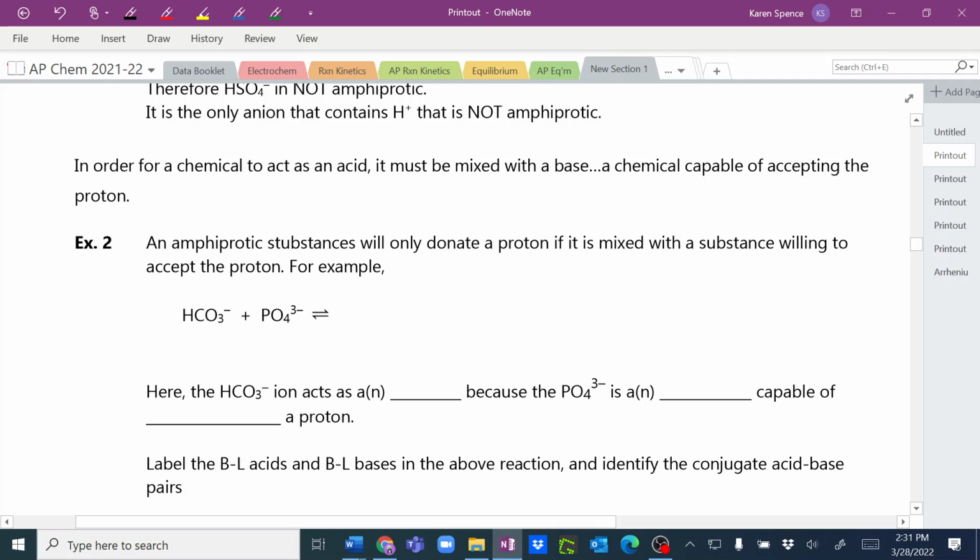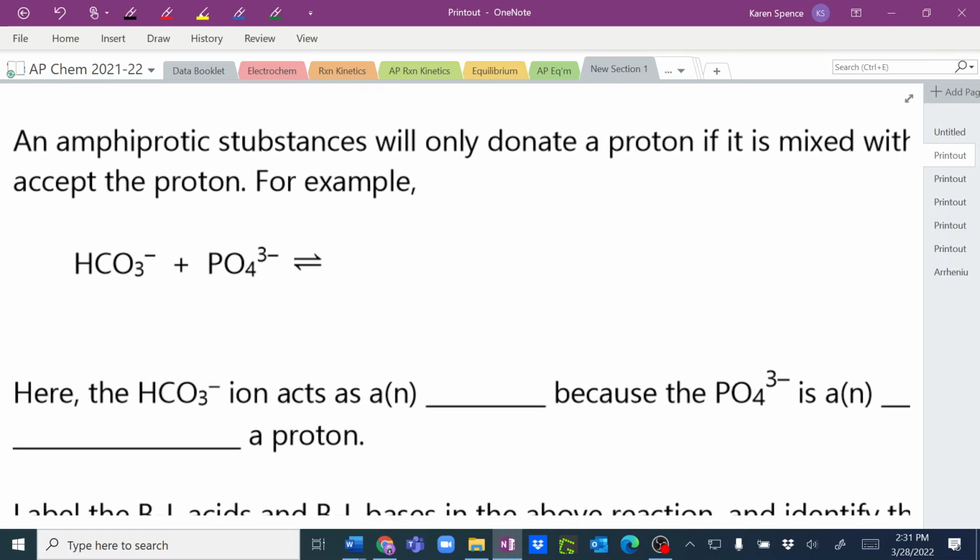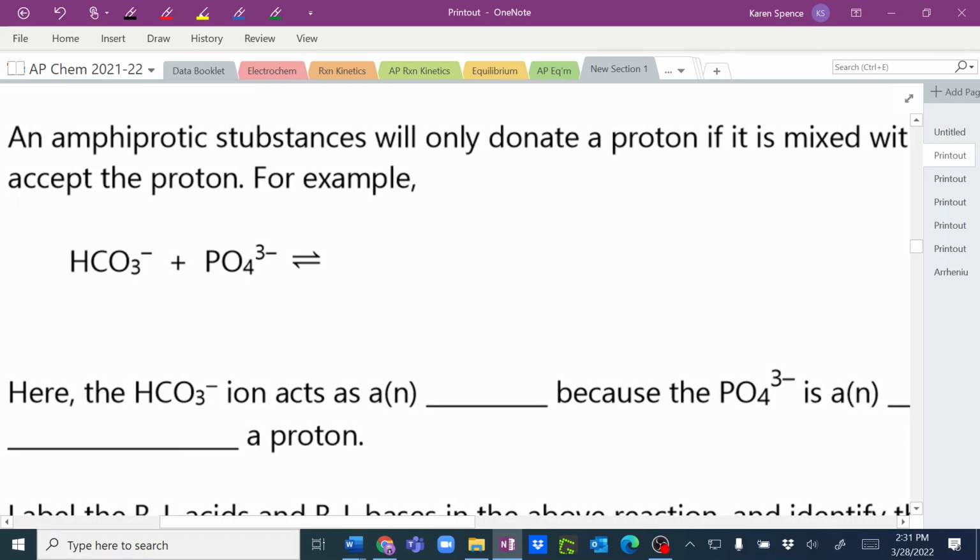So in order for a substance to act as an acid, it must be mixed with a base, a chemical capable of accepting a proton. And if we have something other than water present, then we can have these two things react here. So an amphiprotic substance can only donate a proton if it is mixed with something that can accept the proton. That would include water, okay? But if we put it with PO4, HCO3, we've got that hydrogen, we've got the negative sign, so we know that it is amphiprotic.